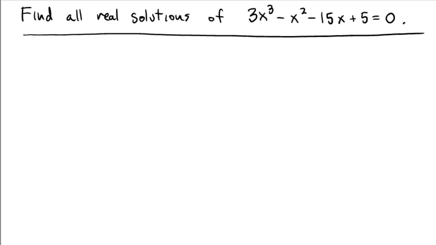This problem asks us to find all of the real solutions of 3x cubed minus x squared minus 15x plus 5. Okay, let's start by writing down the problem again. 3x cubed minus x squared minus 15x plus 5 equals 0.